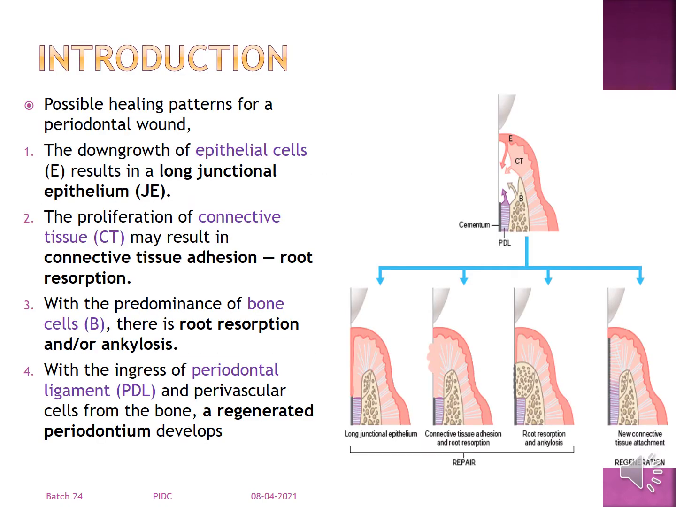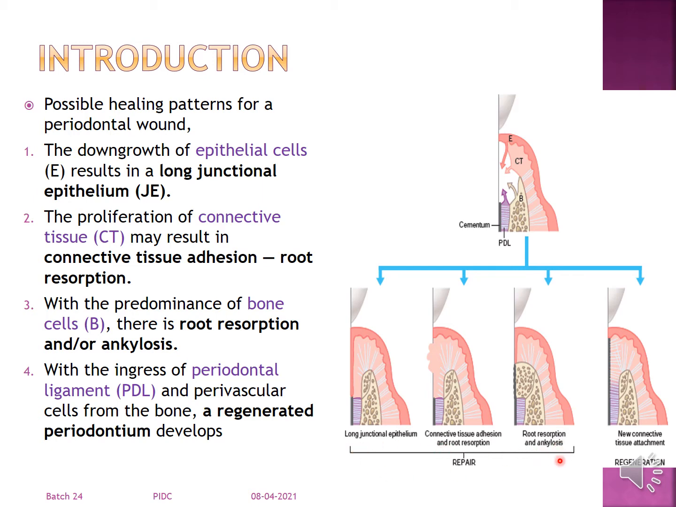So to start with, we have seen it in the last class itself that once we do some pattern of treatment in relation to the area of root where the bone loss has occurred, there would be some change from these cells which are surrounding. Supposing if the epithelial cells come into the area of the healing pattern, then it would result in something called a long junctional epithelium. If the connective tissue cells come into the healing area, then it would result in connective tissue adhesion and root resorption. If the bone cells come into the healed area, then it results in root resorption and ankylosis.